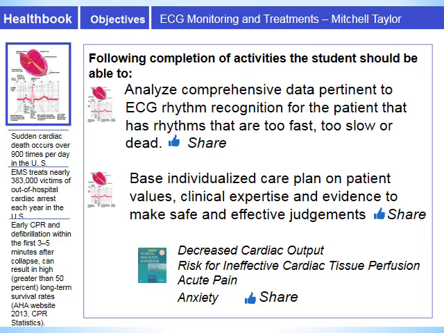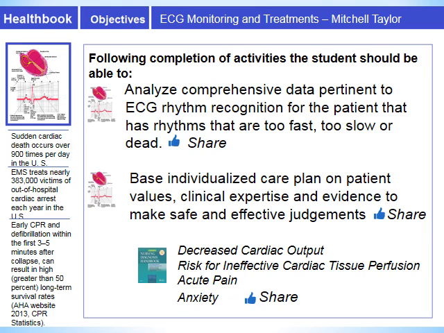So if you're familiar with Cornell notes, it's kind of like that. On the left column you're hitting key points, or giving you a chance to reflect on key concepts. So these are the objectives or our outcomes, and following completion of the activities, the student should be able to analyze comprehensive data. So we're going to collect a bunch of data here from the patient, from labs, from the rhythm itself. We'll look at all of that and analyze it for the patient that has rhythms that are too fast, too slow, and dead.